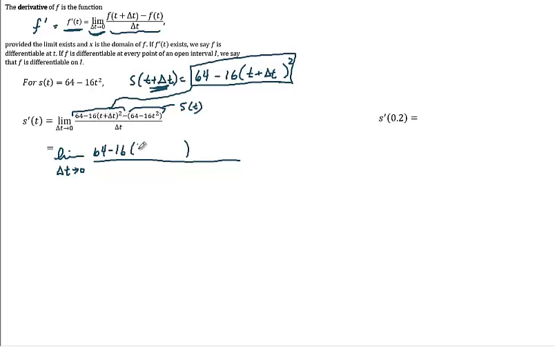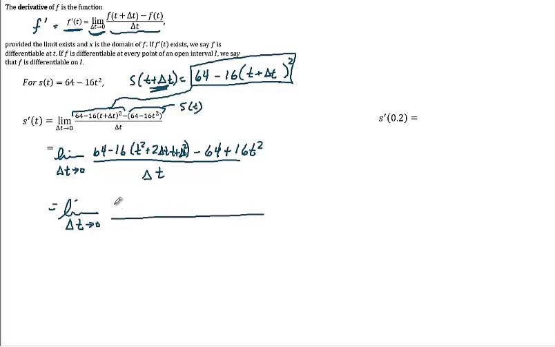So I want t plus delta t times t plus delta t. That'll give me t squared plus 2 of those delta t's, and know that delta t and t are not the same thing, plus delta t squared. Minus, I'm going to distribute that, minus 64 plus 16t squared all over delta t. The limit as delta t goes to 0 of 64 minus 16t squared minus 32 delta t minus 16 delta t squared minus 64 plus 16t squared. This is gross, all over delta t.